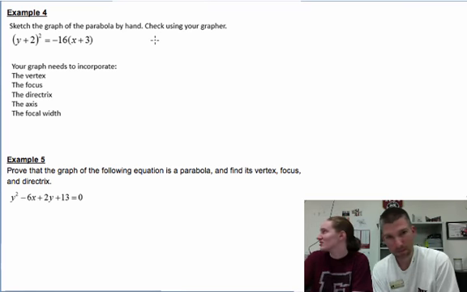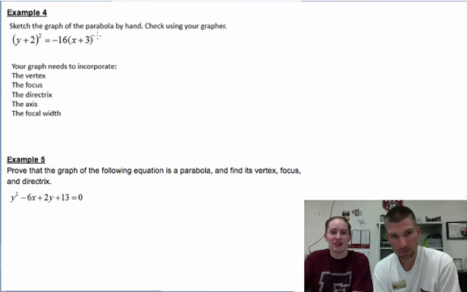Okay, so check using your grapher, but we're going to sketch it by hand because let's visually look at what all these things have. Every time you graph these, you may or may not necessarily have all of these parts, but let's take a look at what's going on. So why don't you talk about how you think we should get started?